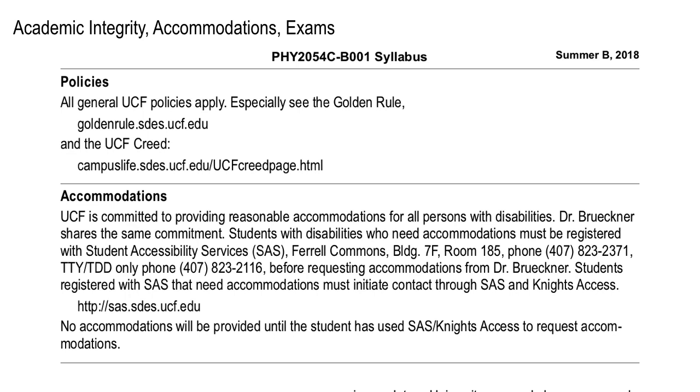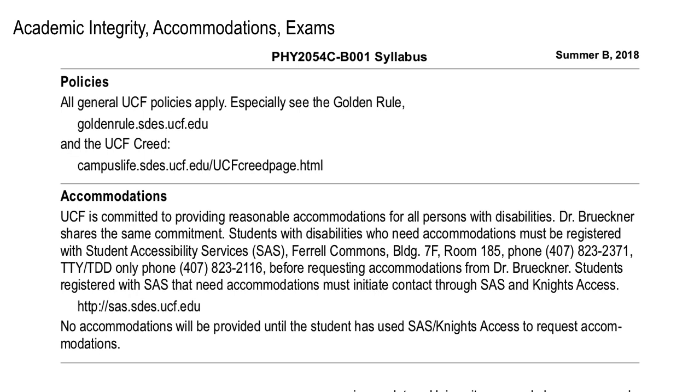Okay, let's keep going. Accommodations. UCF is committed to providing reasonable accommodations for all persons with disabilities, and I share the same commitment. Students with disabilities who need accommodations must be registered with Student Accessibility Services, SAS, over in Farrell Commons, room 185. And the phone number is there for you in the teletype as well.